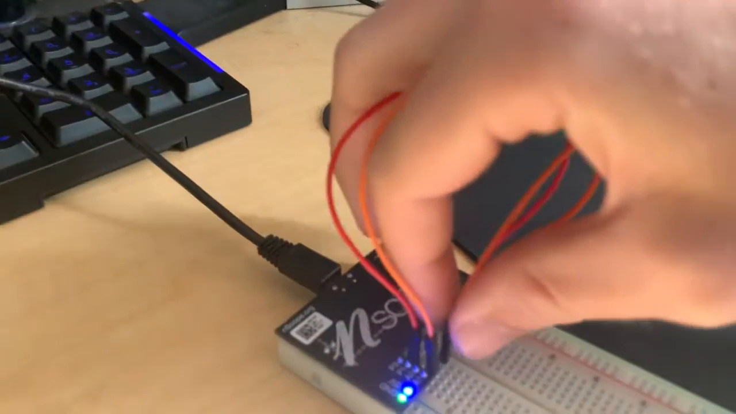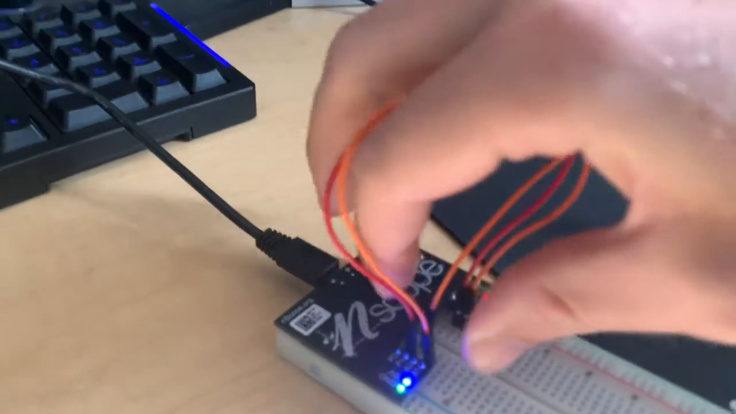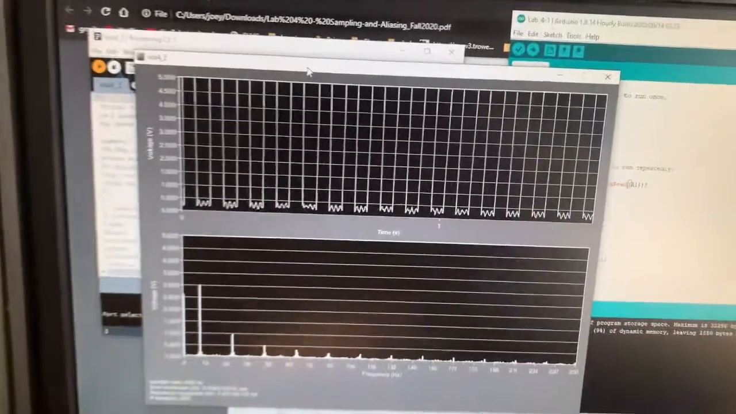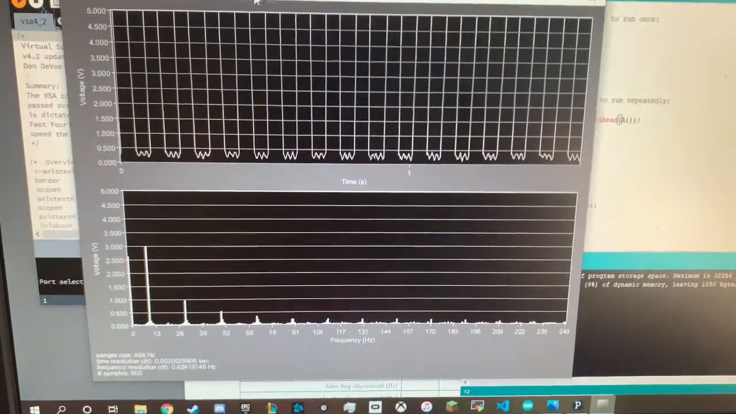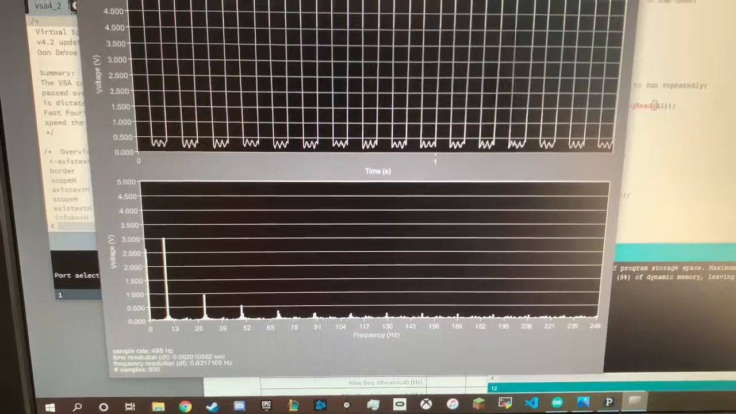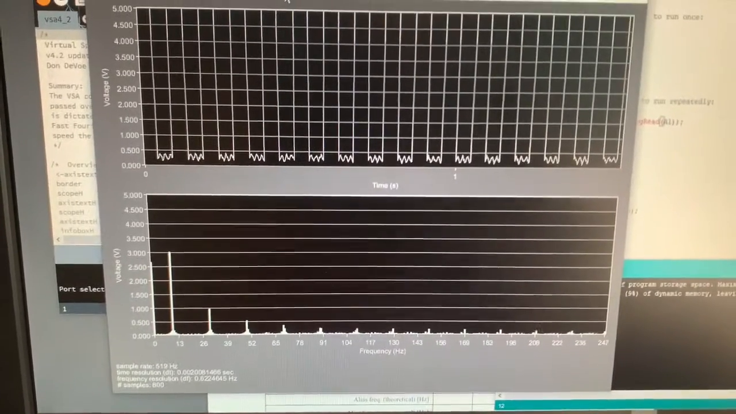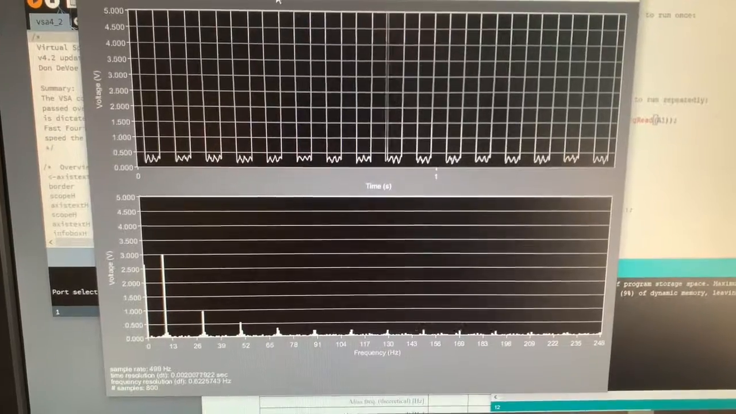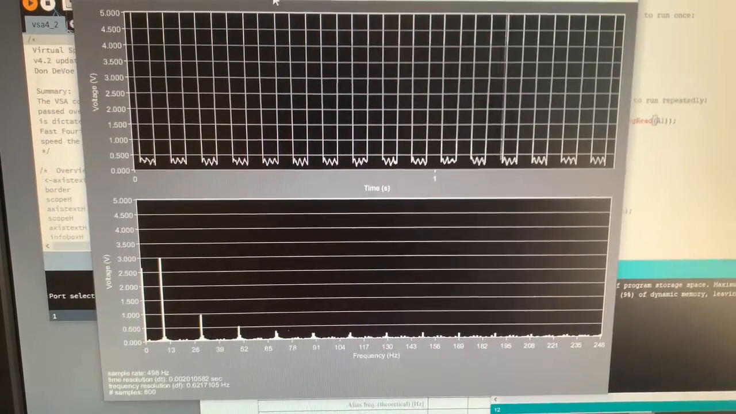And if I switch this over to the square wave, you can see the VSA updates like that, and I get a very similar frequency graph, expanding out a little further than the triangle wave, but on the similar pattern of every 20 hertz following 10 hertz originally.